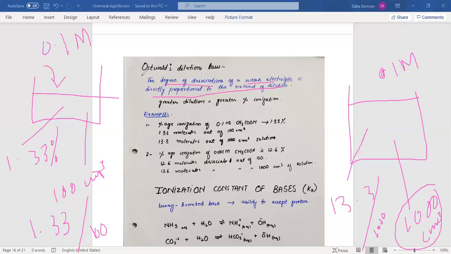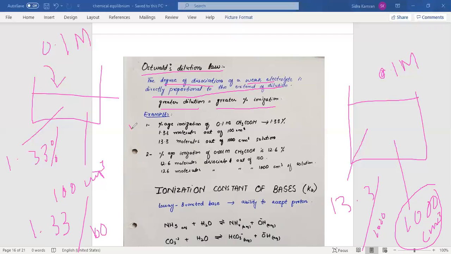According to Ostwald's dilution law, the degree of dissociation, that is, how much a weak electrolyte will dissociate, is directly proportional to the extent of dilution. If you are adding more and more water, the dilution increases the chance of the electrolyte to dissociate into its ions. Greater the dilution, greater will be the percentage ionization. Remember that this is a very important thing. If more water is added, then the chance of dissociation will increase.